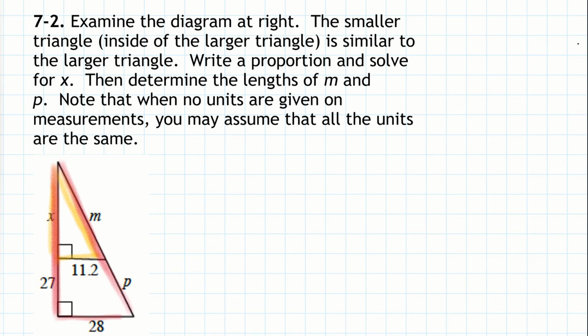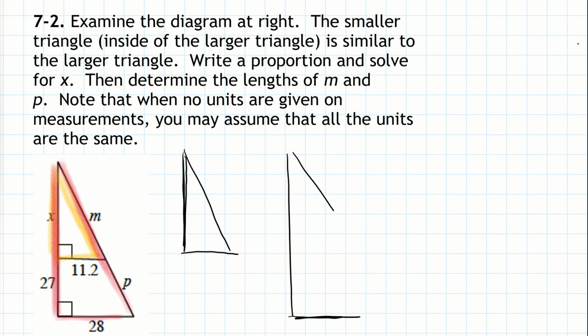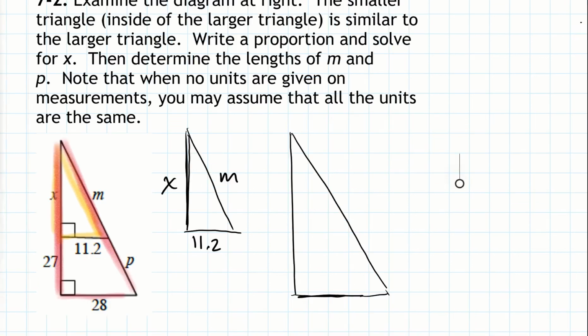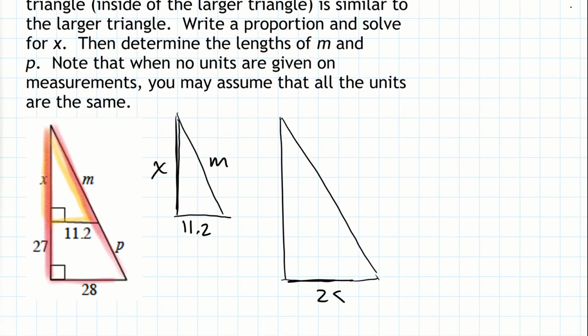It might be useful to break them apart into two. So here's the smaller triangle. This is the one that was in yellow. And then next to that, I'll write the larger triangle. And I could definitely fill in some information about these two triangles based on this original diagram. So I know that this is labeled 11.2. This is labeled M. They've labeled this side X. Over on the other side, the very bottom dimension here is 28.